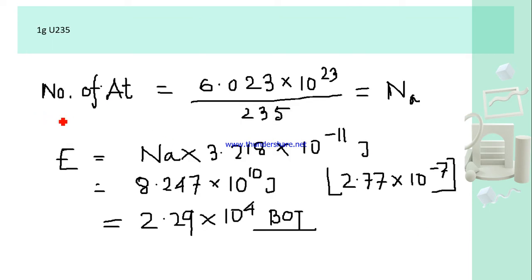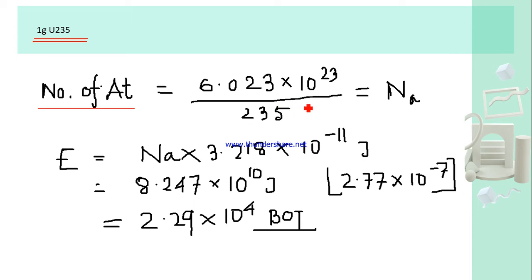So let us calculate how much energy we can get from 1 gram of uranium-235. So the number of nuclei present in 1 gram of uranium-235 is, we know that 1 mole of atoms contains 6.023 into 10 to the power 23 nuclei or atoms, which is the Avogadro number.